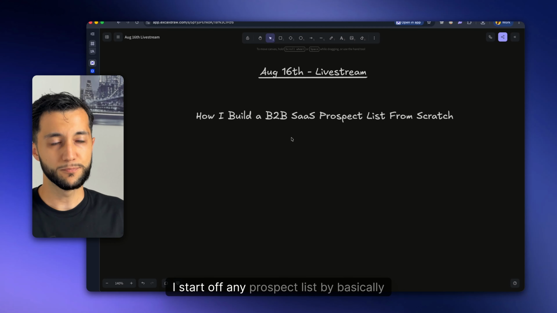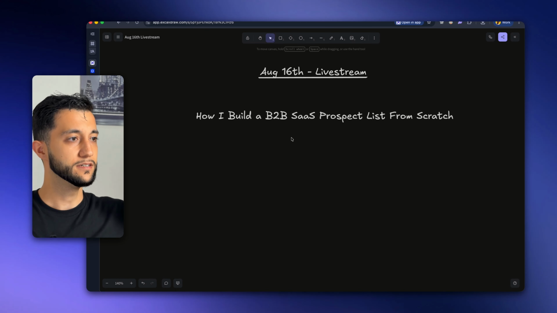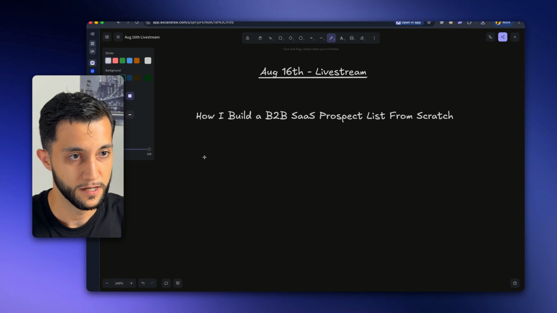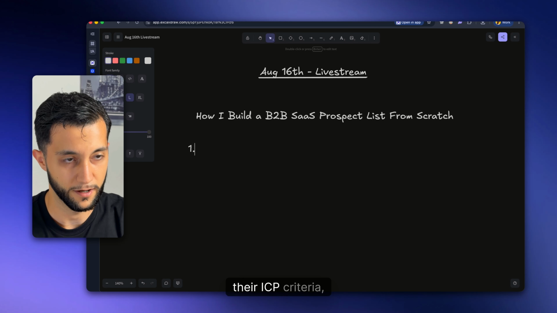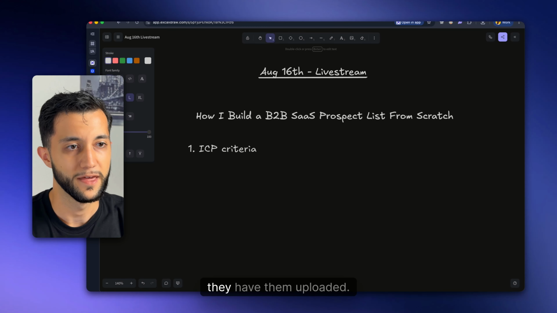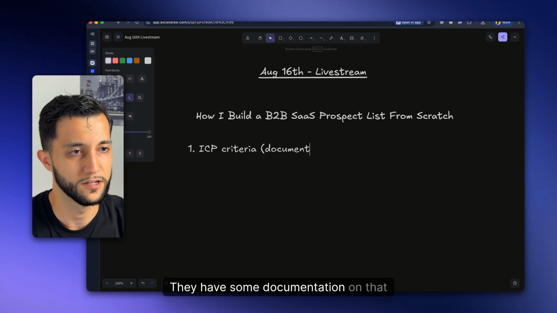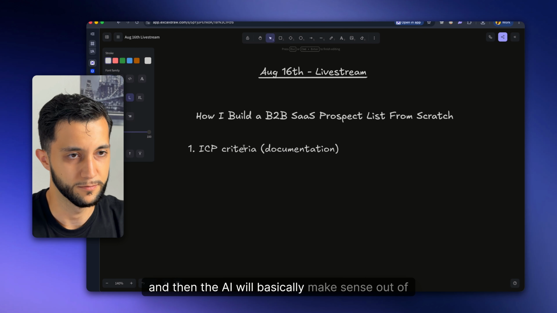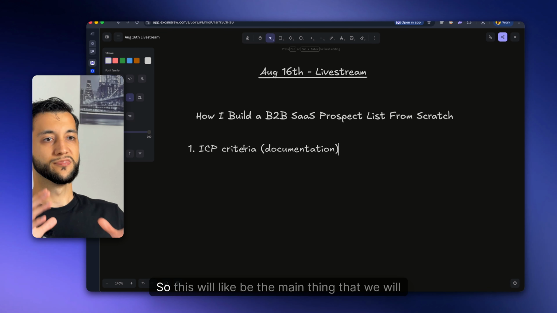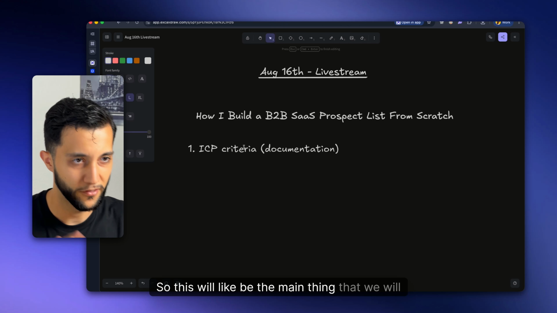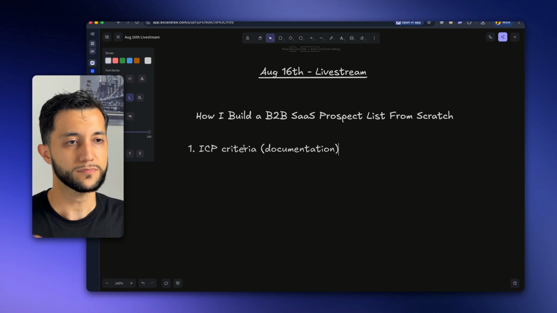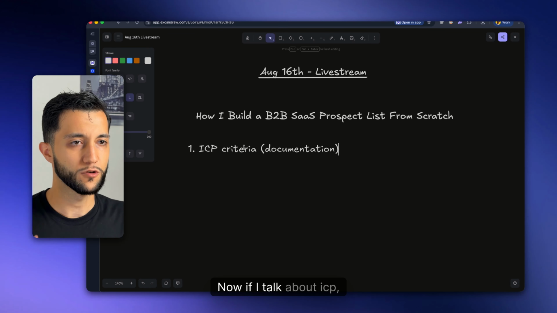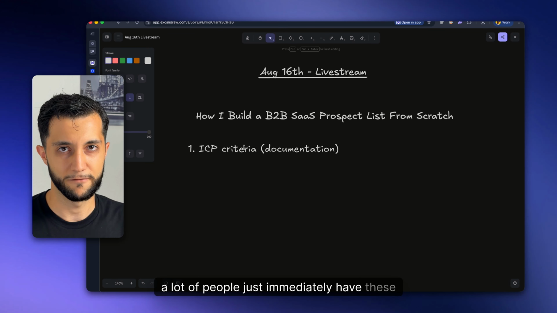I start off any prospect list by basically defining who I need to reach out to. So usually when we have clients, they have their ICP criteria, they have them uploaded, right? They have some documentation on that, which we can give to our AI, and then the AI will basically make sense out of that for us. So this will be the main thing that we will have to look for so that we can actually build these lists properly.